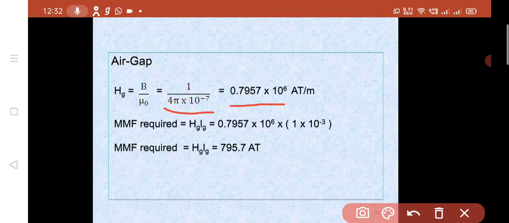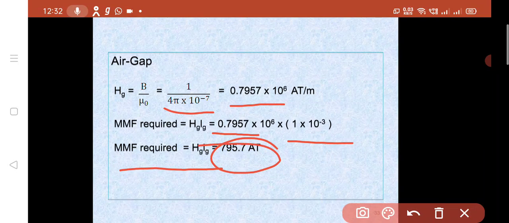The MMF required, Hg Lg, is equal to 0.7957 into 10 to the power of 6 into 1 into 10 to the power of minus 3, which is 795.7 ampere turns.